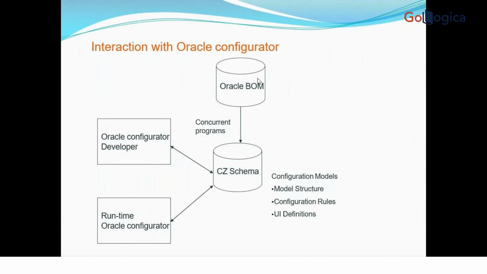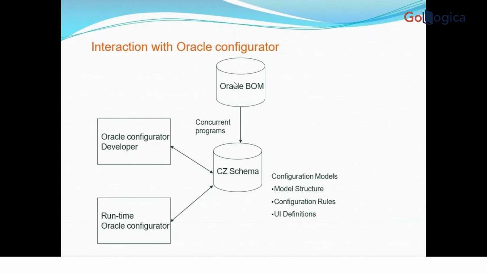This is a small flow chart of how the bills interact with the Oracle configurator. This is CZ, short notation for configurator. This is the CZ schema, where whatever you do in the configurator resides here.